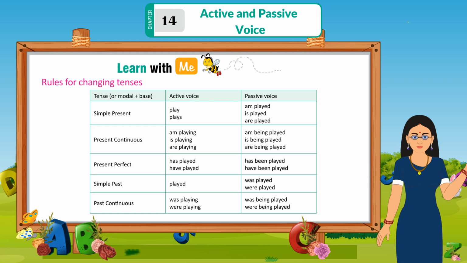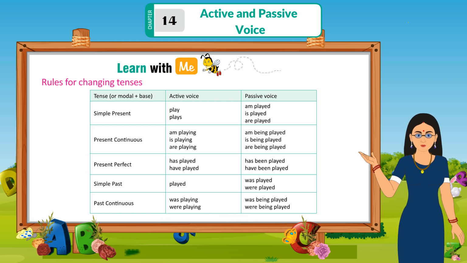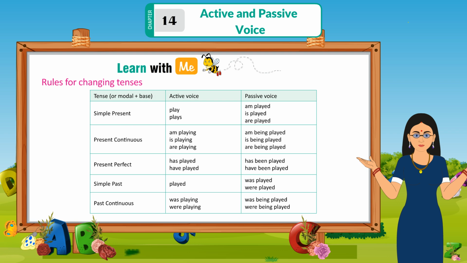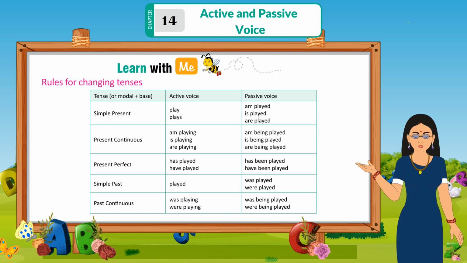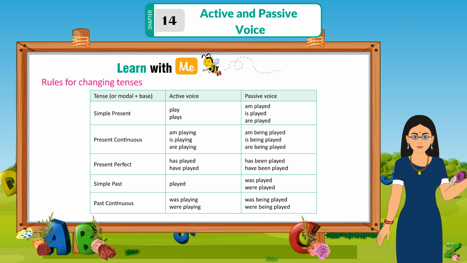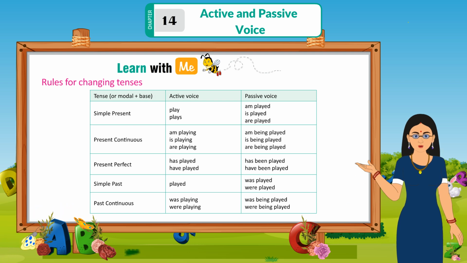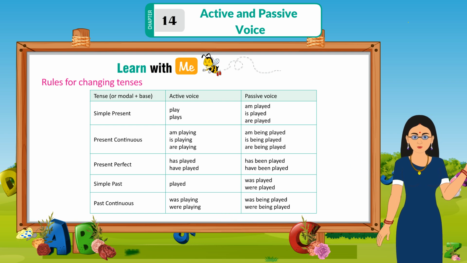Simple present. Active voice, play, plays. Passive voice, am played, is played, are played. Present continuous. Am playing, is playing, are playing. Am being played, is being played, are being played. Present perfect. Has played, have played. Has been played, have been played.